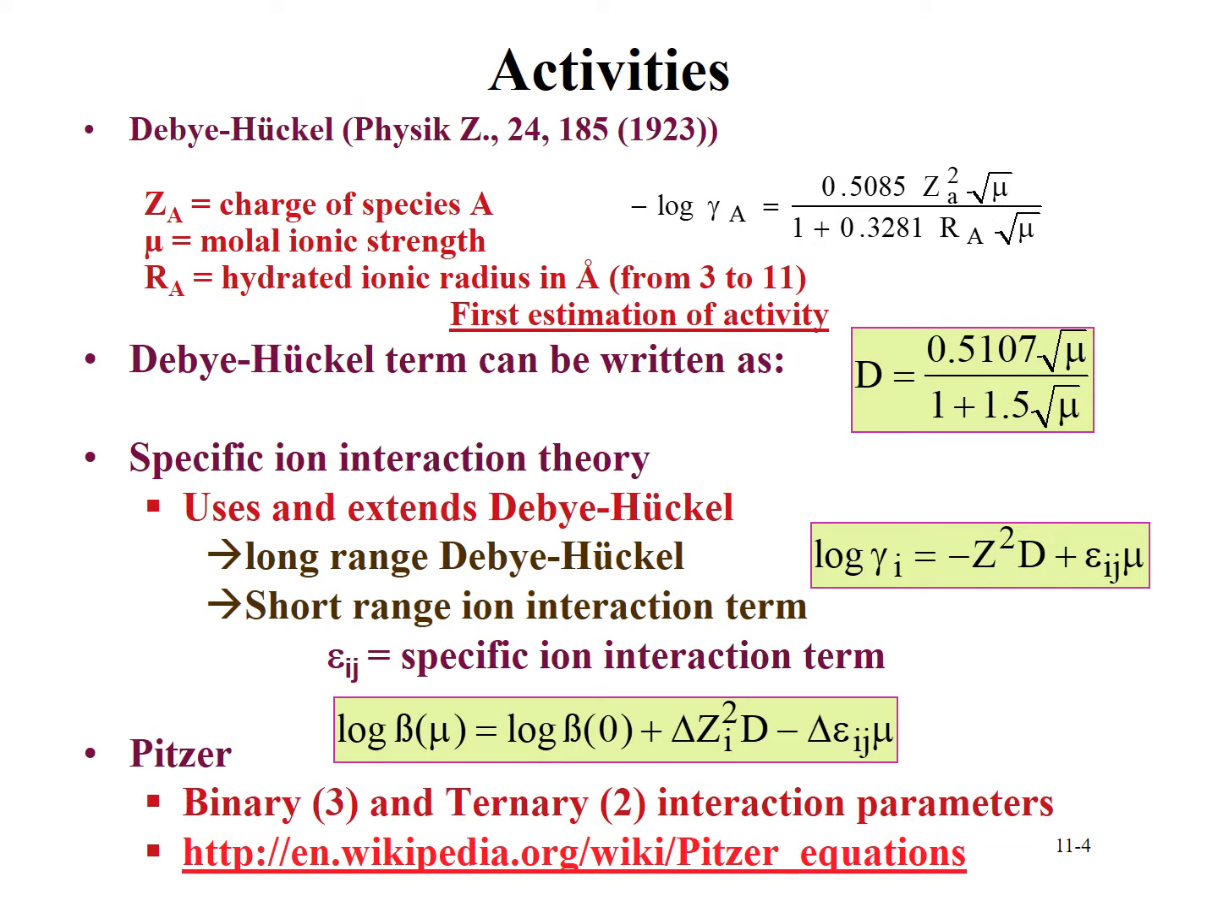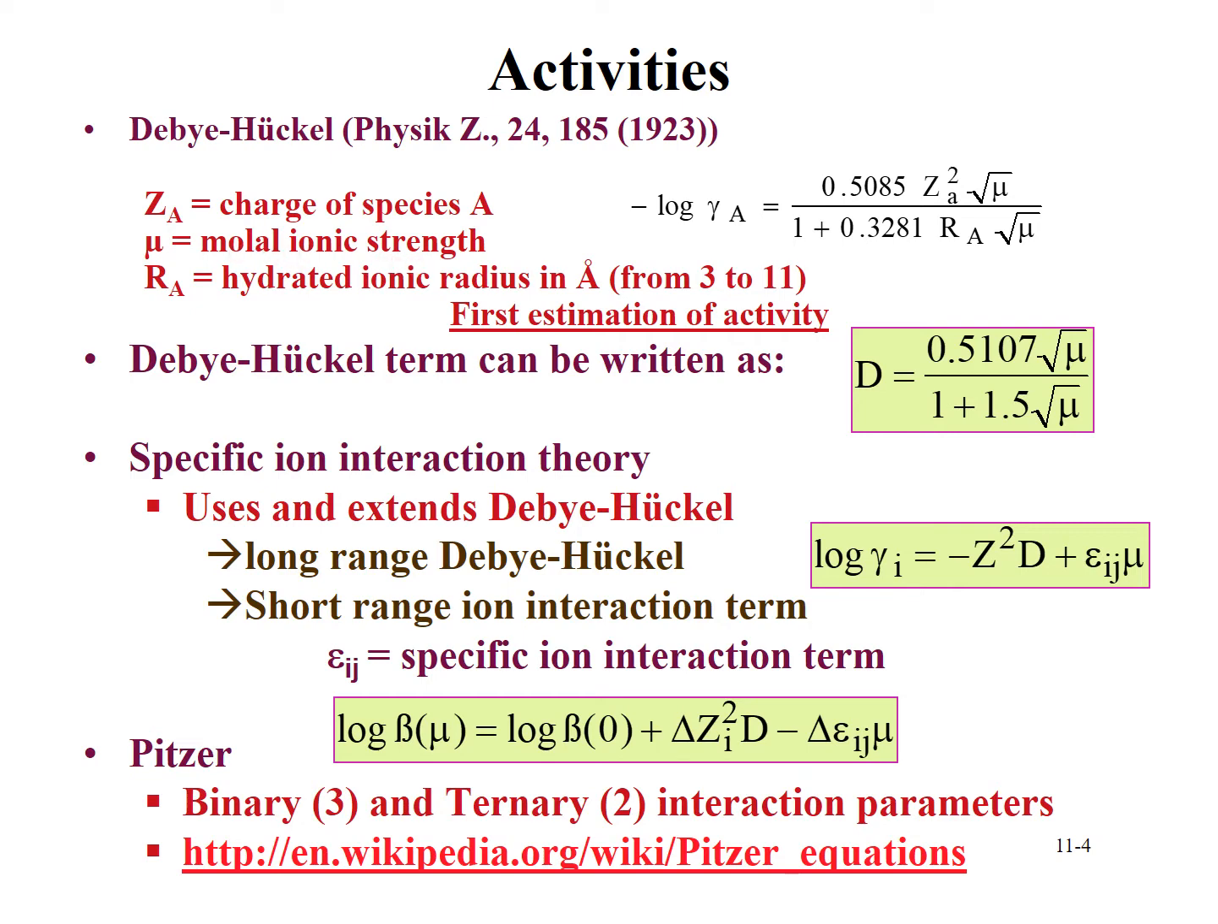Now there's a number of different equations that are used to evaluate activities. One of the earliest is the Debye-Hückel equation listed here. Rather straightforward equation. Here's your activity coefficient, where we have some constants, where some of the conditions involved in here are the charge of the species, the molal ionic strength, so not molar but molal, and the hydrated ionic radius in angstroms. You can develop a term for the Debye-Hückel reaction, which is listed here in this equation, where we just get this term as a function of the square root of the molal ionic strength.